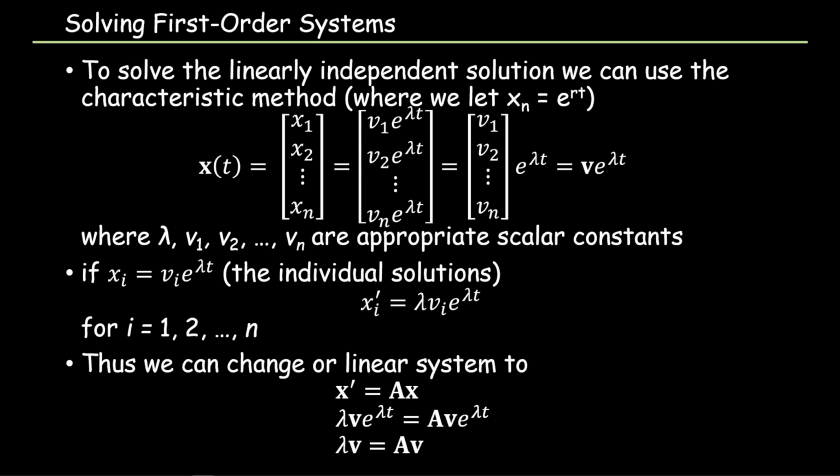When we substitute x prime and x, we get lambda v, where v is the column vector, times e to the lambda t, equal to matrix A times the column vector v times e to the lambda t. We can cancel out the e to the lambda t on both sides, thus getting lambda v equal to Av. Now, this looks very familiar. Where have we seen this before? Well, we've seen this in linear algebra. This is the eigenvalue and eigenvector problem.